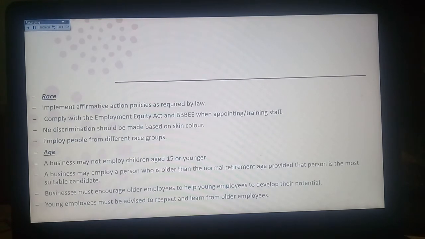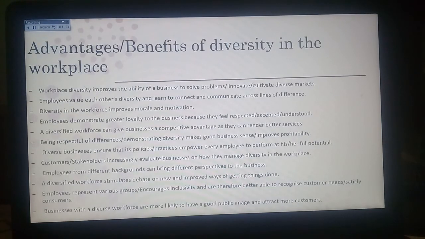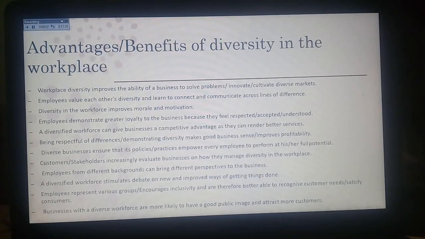All right. Race: implement affirmative action, as required by law, and comply with the Employment Equity Act and BEE. Non-discrimination: decisions should not be made based on skin color or age. A business may not employ children under the age of 15. All right, thank you. Advantages of what? Of diversity. Workplace diversity improves the ability of businesses to solve problems and so forth. Diversity in the workplace also improves morale and motivation.